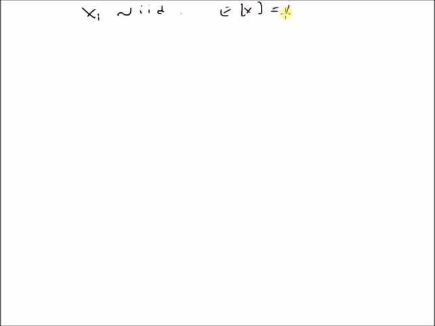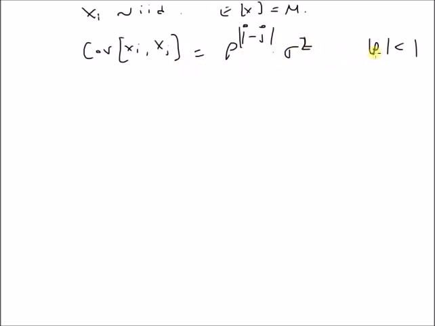expectation equal to mu, and given covariance defined as covariance of xi comma xj is equal to the correlation coefficient rho power modulus of i minus j times the variance. So given this definition, and of course rho is always within the unit circle, now our goal is to find both the mean and variance of this sum defined as Sn equal to summation i equal to 1 to n xi.